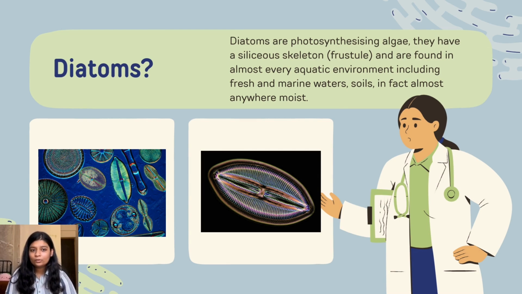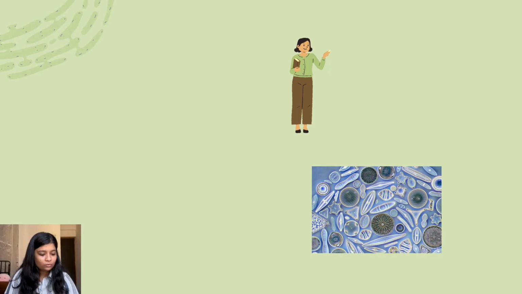Next, moving on to diatoms. Diatoms are photosynthesizing algae that have a siliceous skeleton and are found in almost every aquatic environment, including fresh and marine waters. They are even found in soil and everywhere there is moisture basically.